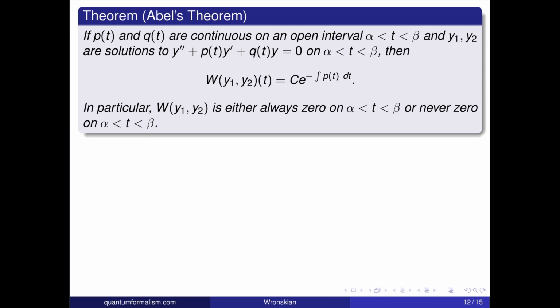It says that if you have a second-order linear homogeneous equation, and these coefficient functions p of t and q of t are continuous on some interval, then in fact the Wronskian can be written as a constant times e to the minus integral of p of t dt. And this thing is never 0, right? It's an exponential function. Right, this constant c can depend on y1 and y2, but not t.